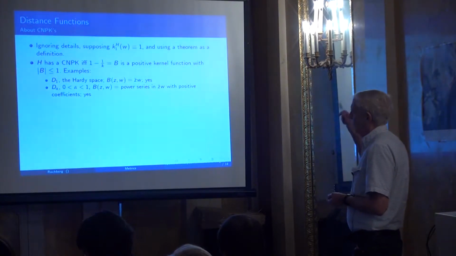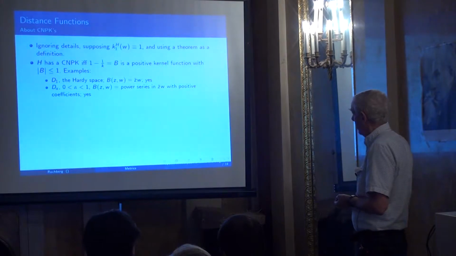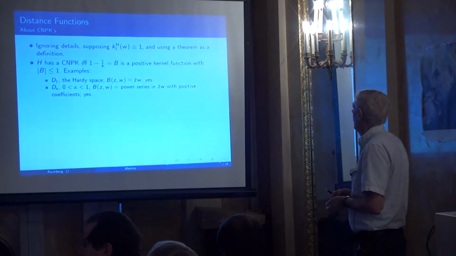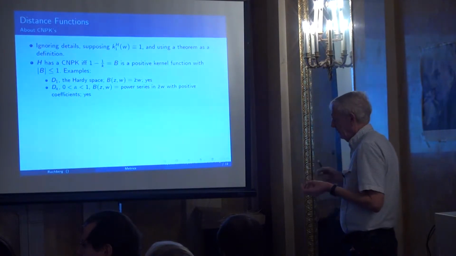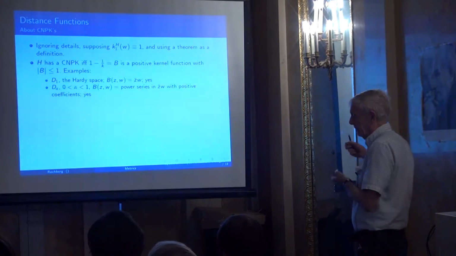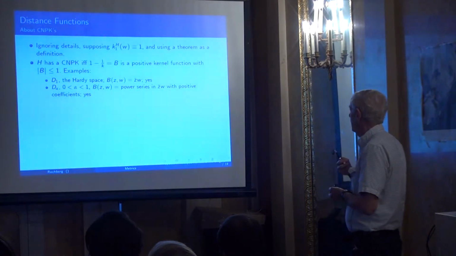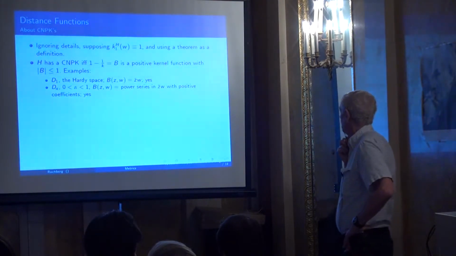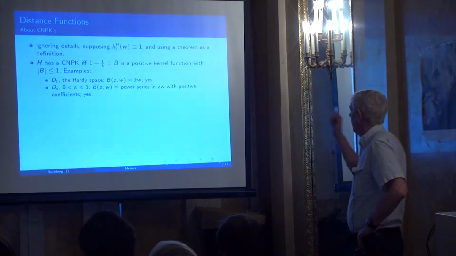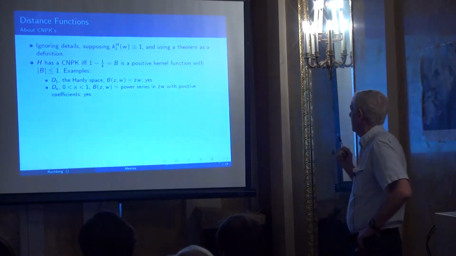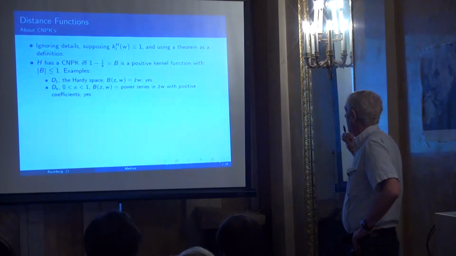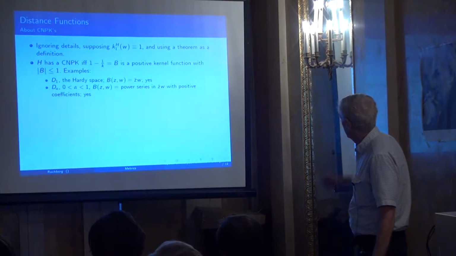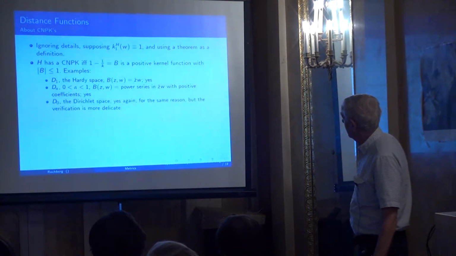They have kernels 1 over 1 minus z bar w to the power alpha, and you undo the arithmetic to find out what b is, and you see that b is given by an expression involving a binomial to the power alpha, and you use the binomial theorem, and you write down the power series. You get a power series in z bar w with positive coefficients. So the fact that we have a positive kernel function follows immediately from the fact that we have a sum of monomials with positive coefficients, and we're inside the same world of things with complete Nevanlinna-Pick kernels.